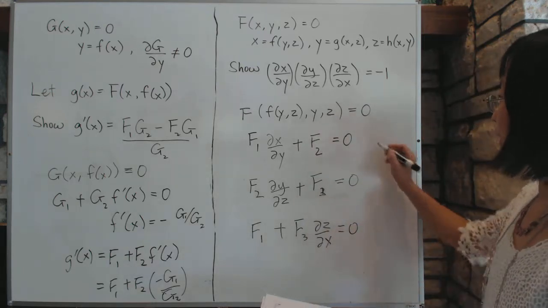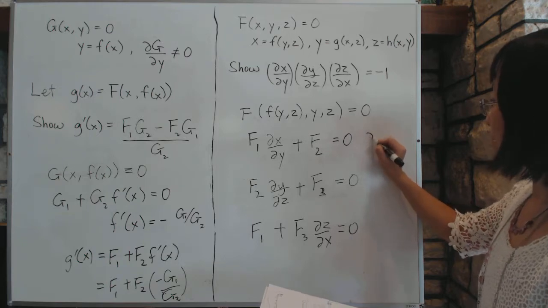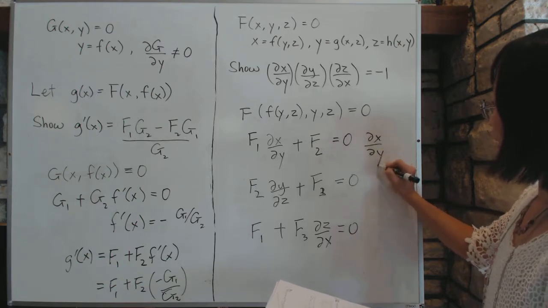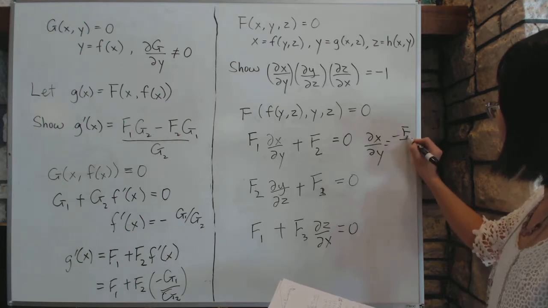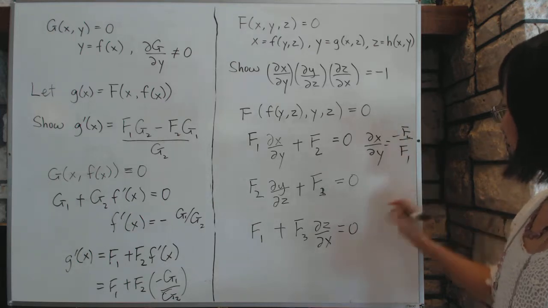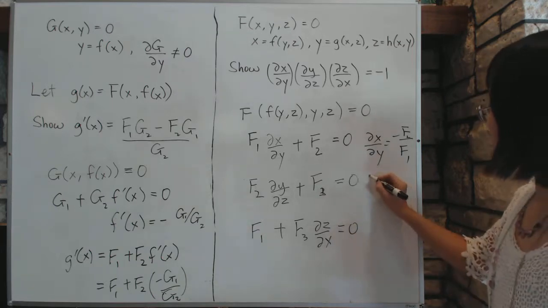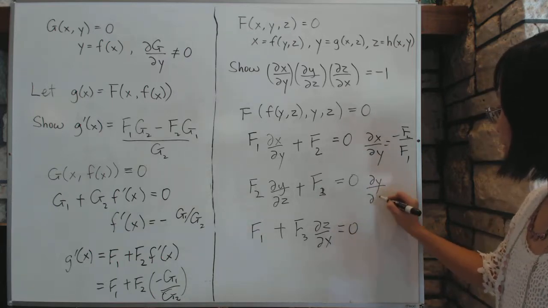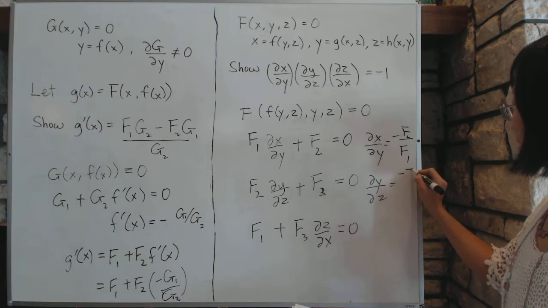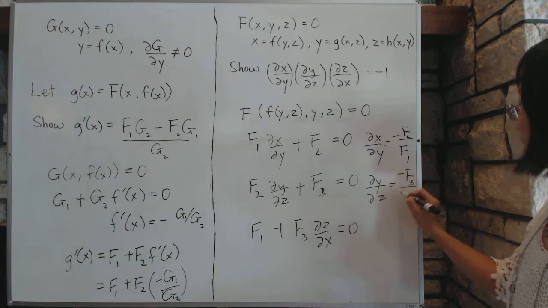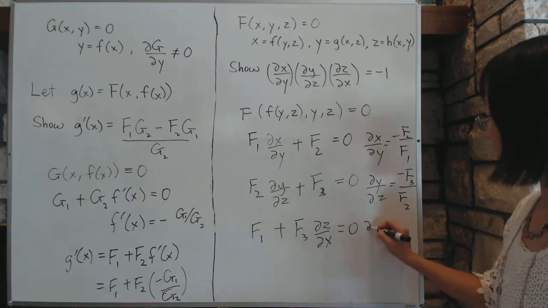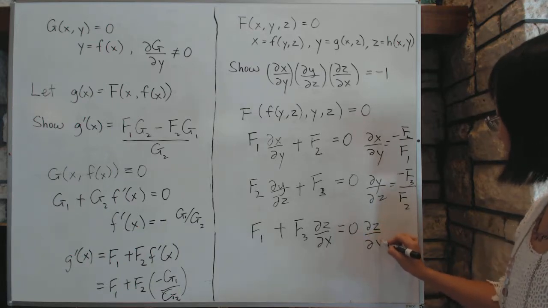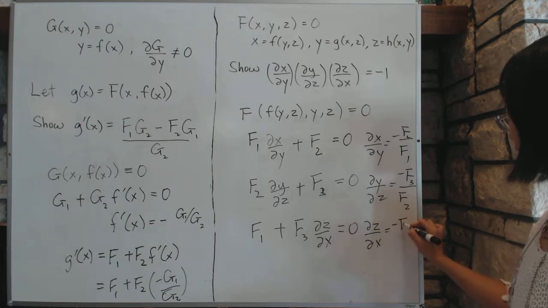Now from this thing we get partial x, partial y equal to minus f2 over f1. And then partial y, partial z equal to minus f3 over f2. And then lastly, partial z, partial x equal to minus f1 over f3.